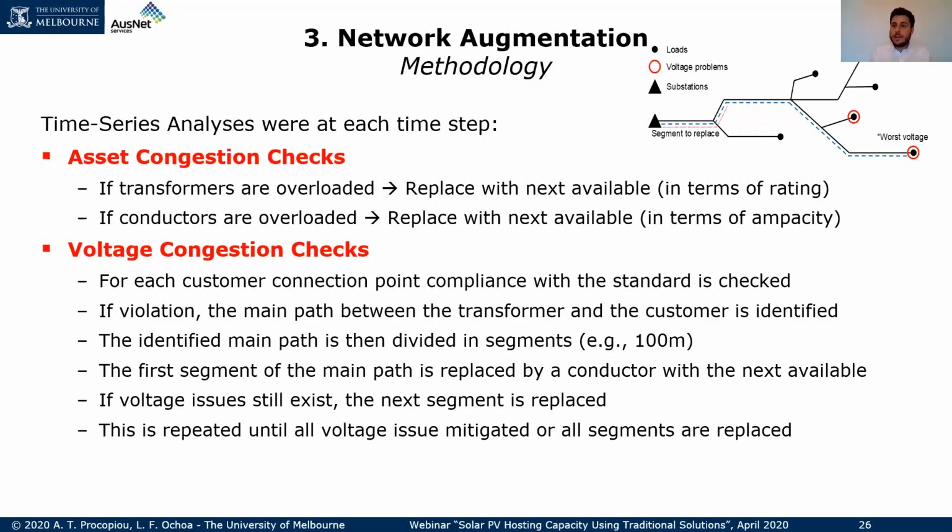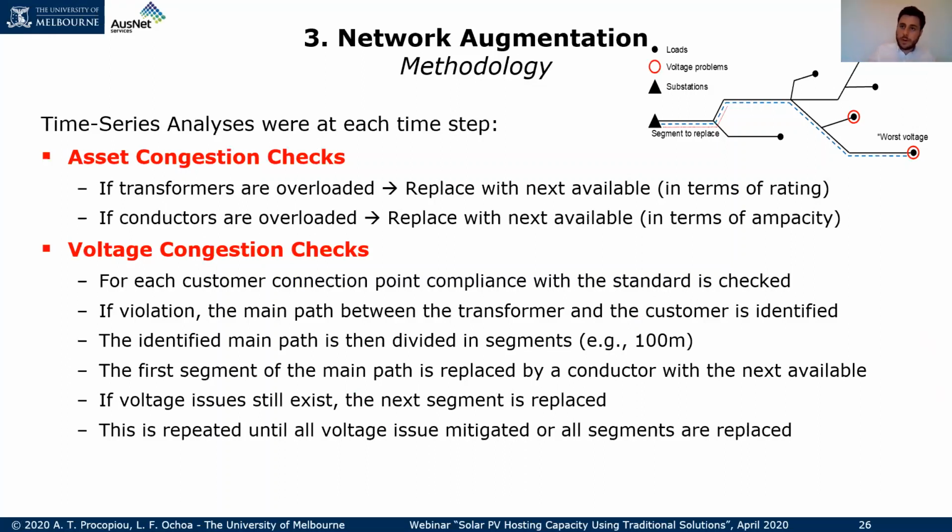Now that we have replaced these assets, it might, for example, also reduce the voltage level or the voltage issues. So we run another simulation to see if that will create benefits to the voltage level. And if not, we check for voltage issues. And if we identify any voltage issues, we start replacing from the head of the low voltage substation. We start replacing the conductors in steps of 100 meters every time, and we replace them with lower impedance conductors. So essentially, we are lowering the voltage rise effect on those substations. And we repeat this simulation until we have solved all these problems.